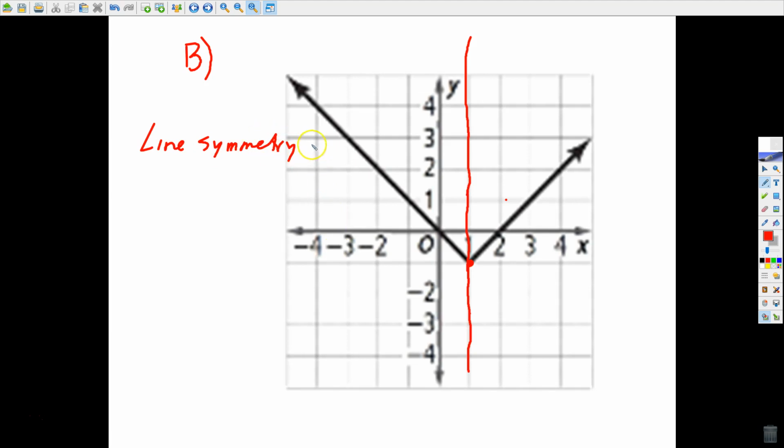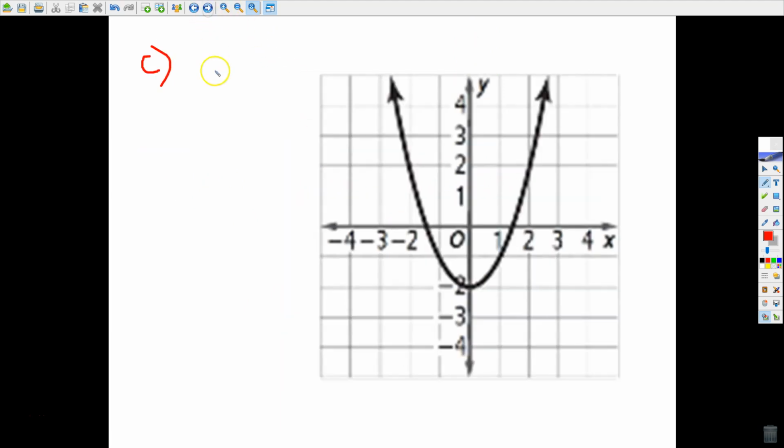Again, just think of the word symmetry literally means sameness. It's like a mirror image that's created by this line going right through the heart of the V. And now if it is line symmetry, you need to give me the equation for the line that creates the symmetry, and that would be the line x equals 1. Remember, vertical lines will be x equals, horizontal lines will be y equals.